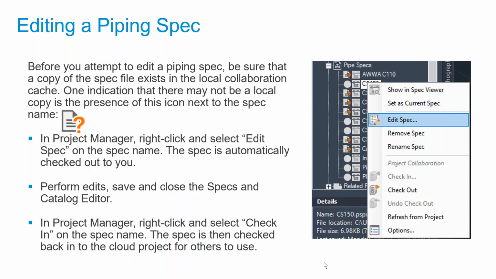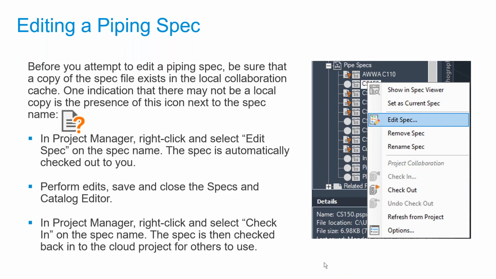So I mentioned before, the pipe specs are in the project themselves in a subfolder. I think that started with 2018, I think it was. It's whenever we started getting spec-driven options for P&IDs. So in a collaboration project, basically, you'll want to make sure that you've got a local copy of the spec. But you can right-click on it and just say edit. It's going to automatically check that out to you, and then copy it down to your local machine, and then it's going to open spec editor, and then you can go in there and make your changes and save that.